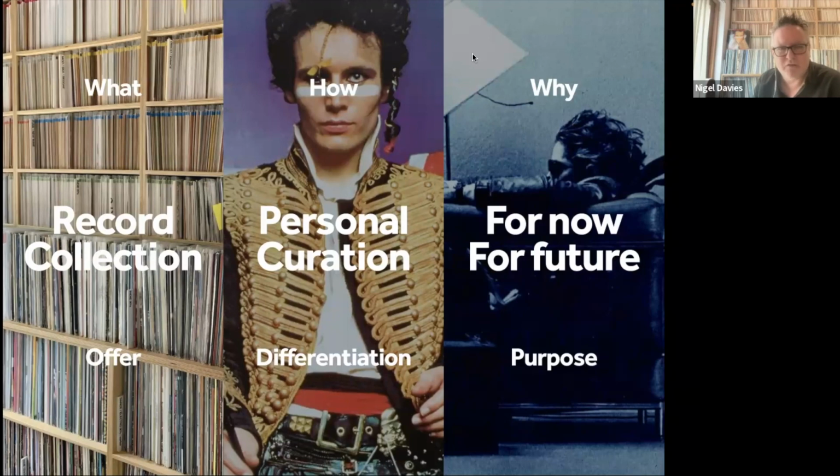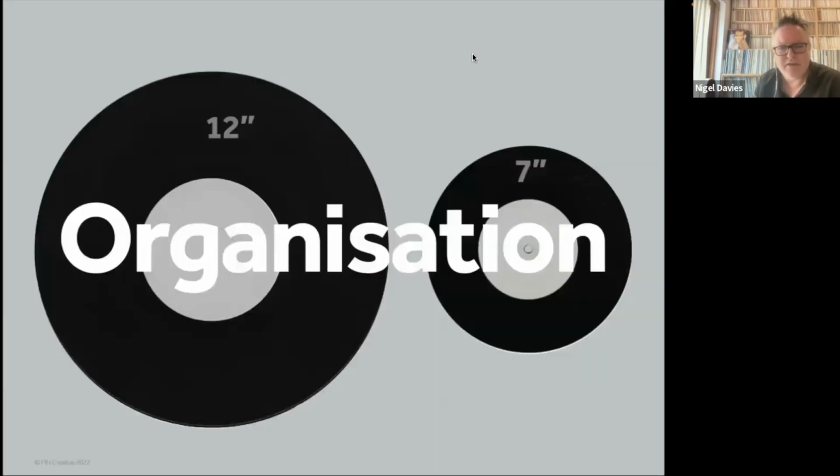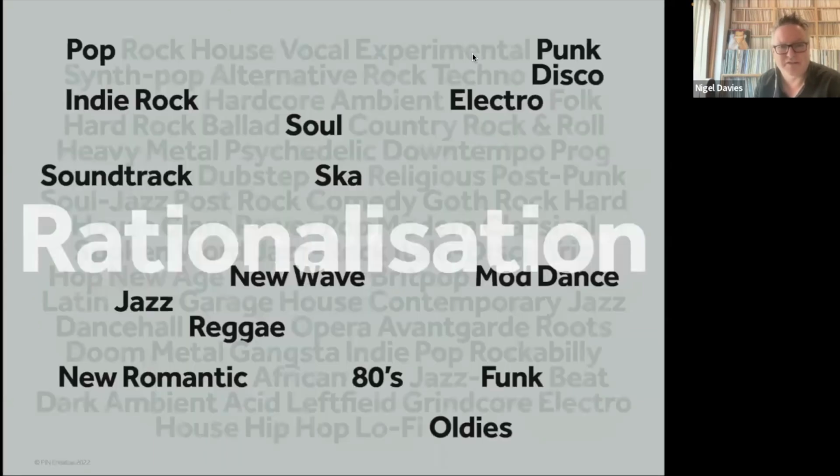So sticking with records, thinking about the way things are organized is really important. Now, records organize themselves pretty naturally because of their sizes. Well, how can you organize your products and services so that they are easier to catalog effectively? You've got to rationalize things. I've got so many different genres here that it would be ridiculous to have little subgenres and subgenres.